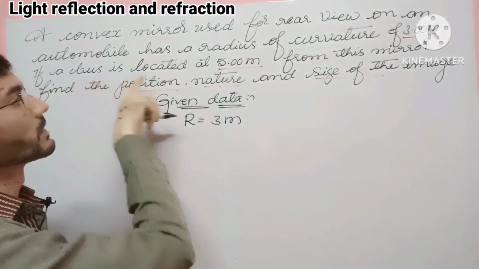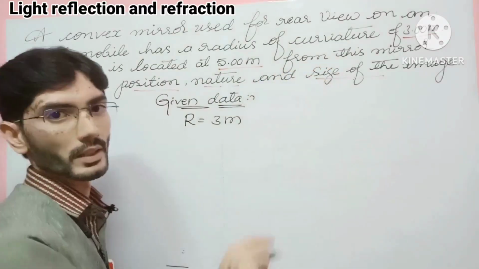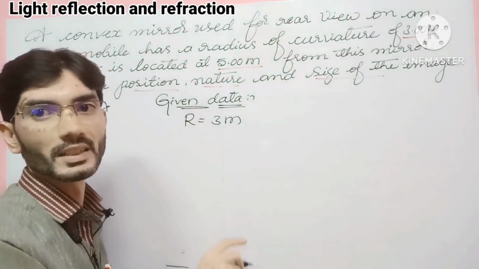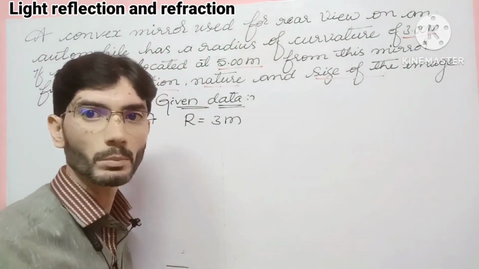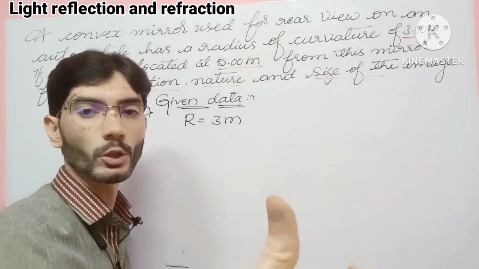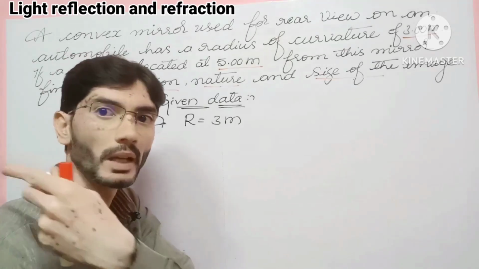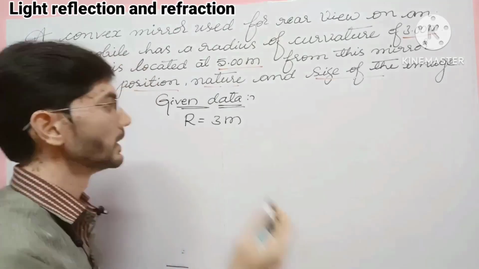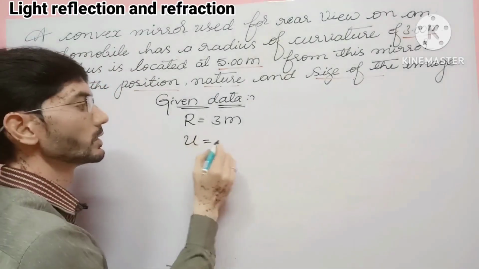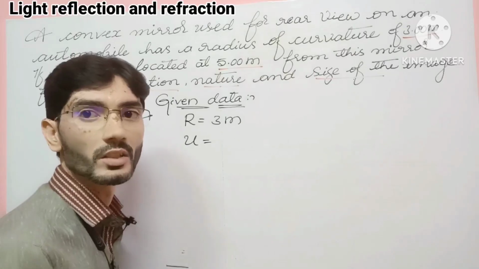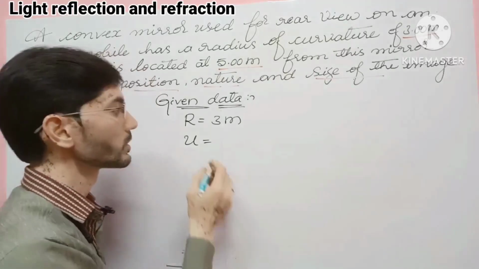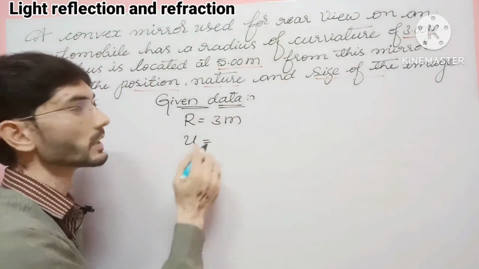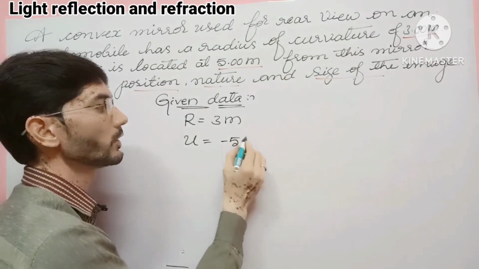And if a bus is located at 5 meter from this mirror, it is nothing but object distance. Bus is somewhere else. That original bus is somewhere back, and I am seeing through the mirror, in the rear view mirror. It means the original object is behind me. That bus is behind me. It is nothing but object distance. U is equal to, as we have the Cartesian sign rule, irrespective of lens and mirror, we have to use negative sign for object distance. U is equal to minus 5 meter.